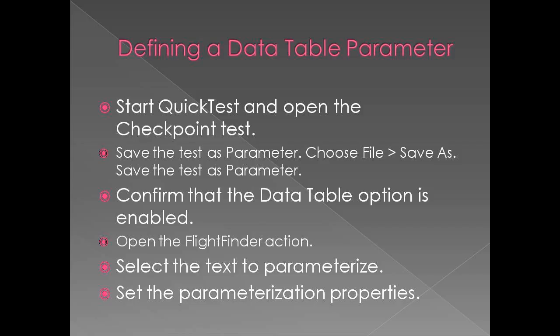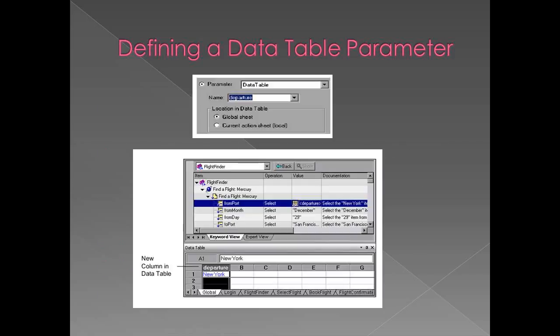5. Select the text to parameterize in the FROMPORT row. In the keyword view, click the value cell and then click the parameterization icon. The Value Configuration Options dialog box opens. 6. Set the parameterization properties. Select the Parameter radio button. This lets you replace the constant value, New York, with a parameter.